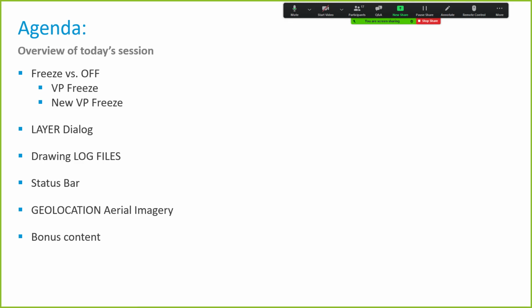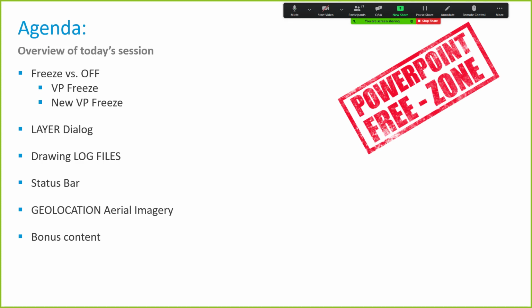So with our session today, the things I'm going to be focusing on: we're going to hopefully end any debate that may be out there between what freeze is versus off. We'll also delve into a couple other variations on freeze with VP freeze and new VP freeze, all of which are helpful tools. I want to focus a little bit on the layer dialog box, some things that we can do to enhance our experience with that. I'm going to touch on drawing logs, what we can do with those, a little bit about the status bar. We'll go into some geolocation and show how we can locate some areas, take advantage of some of the free Bing imagery that's available to us within the system. And then if I have any time left, we'll get into some bonus content.